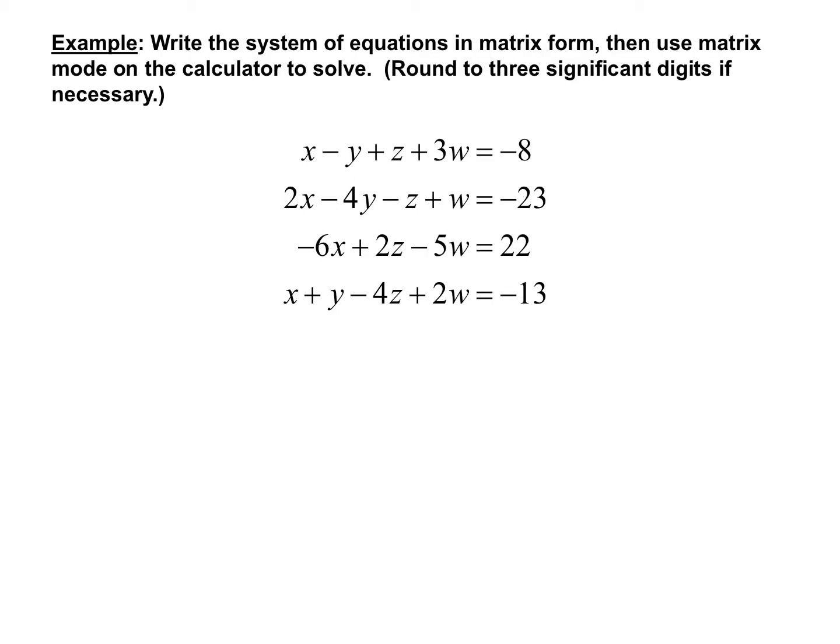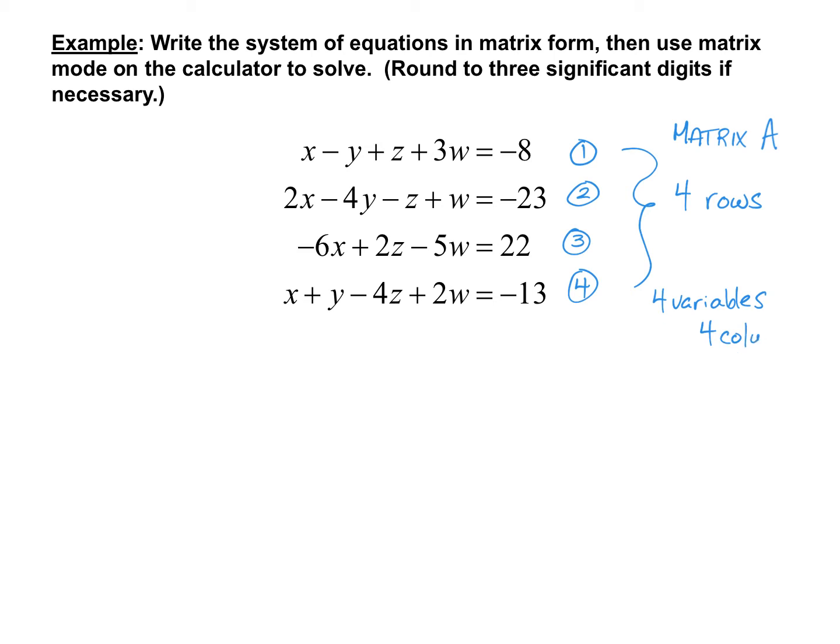For our example, we want to write the system of equations in matrix form, then use the matrix mode on the calculator to solve. And we're going to round our answers to 3 significant digits if necessary. So we have a system of 4 equations with 4 unknowns. Because we have 4 equations, we're going to have 4 rows for our coefficient matrix, and we have 4 variables, which means we need to have 4 columns. So our coefficient matrix A is going to be a 4 by 4 matrix.